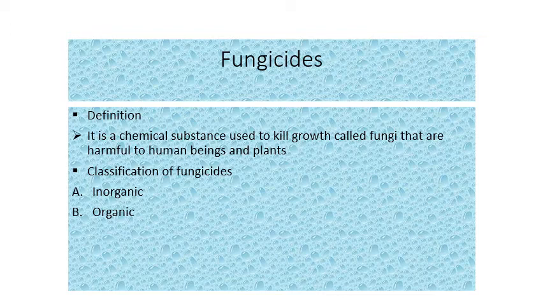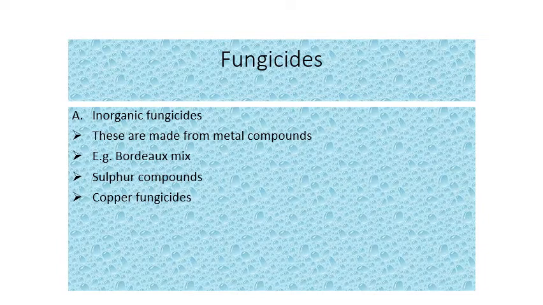Then classification of fungicides. There are two classes: inorganic and organic fungicides. Inorganic fungicides are made up from metal compounds. Examples: Bordeaux mixture, sulfur compounds or lime sulfur. Copper compounds have been widely used to protect against mildew on fruit trees, grapes, vines, and vegetables, and to treat seeds.